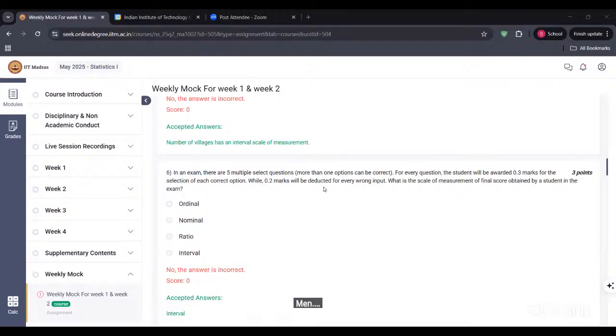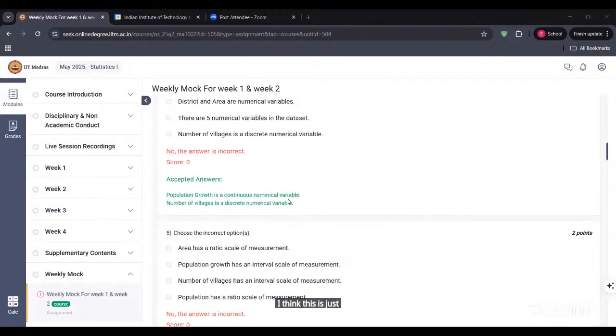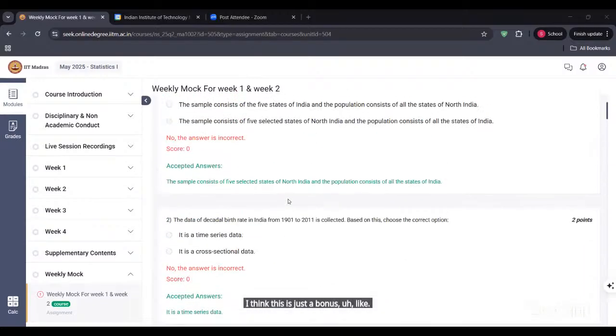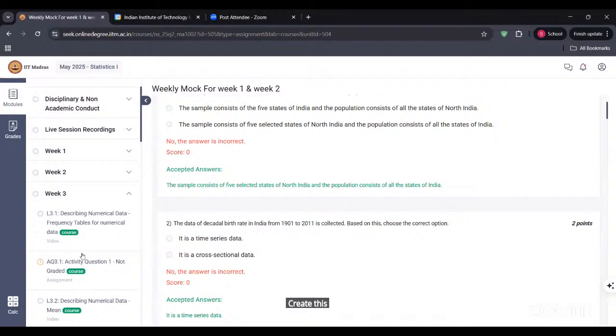Ma'am, I did not attempt this weekly mock, so will it affect my qualifier exam, ma'am? I think this is just bonus marks. That's it. Okay, ma'am. Will we get this same type of calculator in the exam? Same type of calculator, yeah.